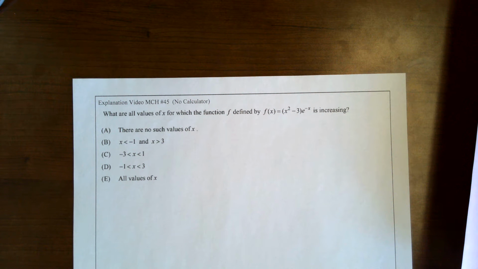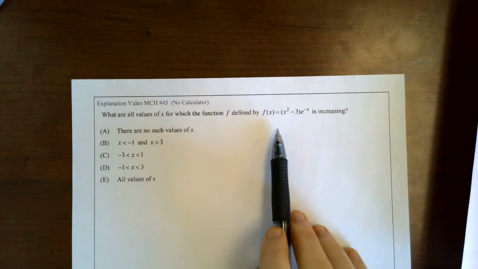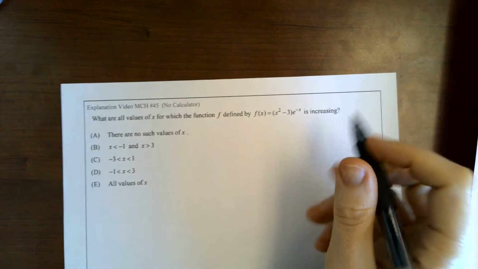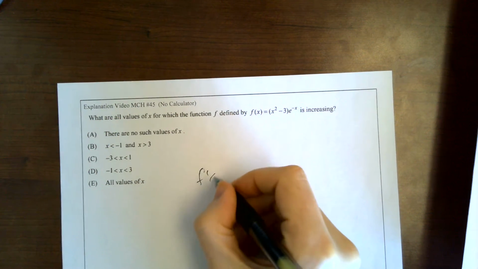Okay, so what are the values of x for which this function f defined here is increasing? So you need to know where the first derivative is positive. So you've got to find the first derivative, and we're going to need the product rule.